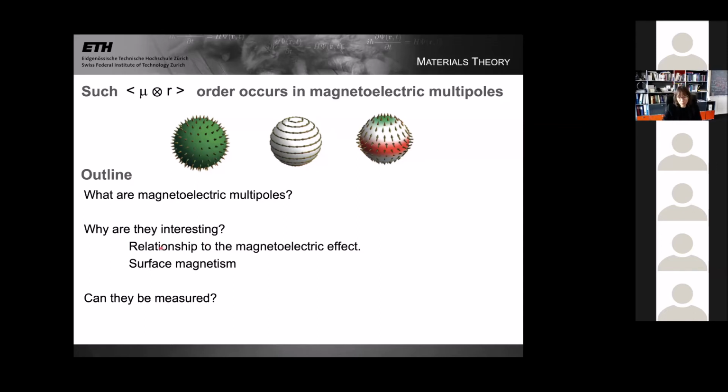The first reason that they're interesting is that they have a relationship to the magnetoelectric effect, which is when I apply an electric field to a material, I induce a magnetization. That's how they get their name. They're called magnetoelectric multipoles because of this relationship. I'll also show you that when one has a material that contains such magnetoelectric multipoles, there's always a surface magnetism. Even in an antiferromagnetic order, you cannot get rid of the surface magnetism. And then I'll very quickly show how both of these properties can be used to detect them experimentally, or at least to try to detect them experimentally.